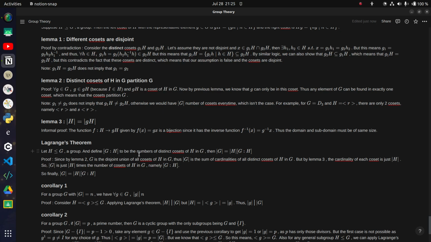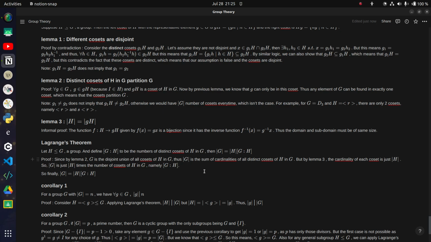Of course, you can partition G into all these cosets. So the cardinality of G is just the sum of the cardinalities of these cosets, but every single coset has the same cardinality, which is also the cardinality of H. So now you just have the cardinality of H times the number of cosets that you have, which we just defined to be this weird notation. So just write it like that.